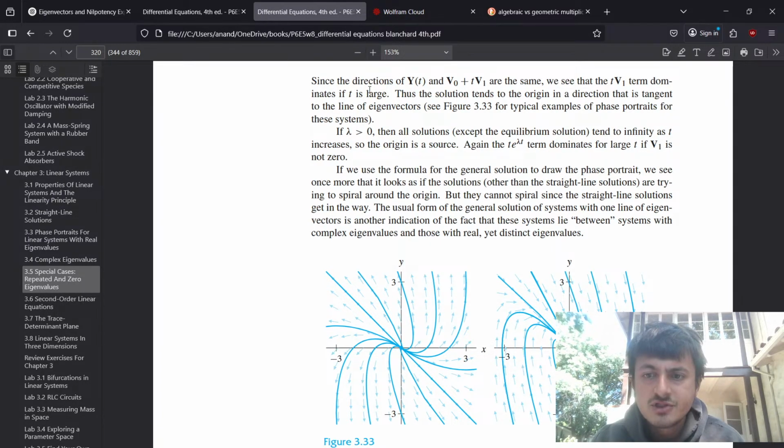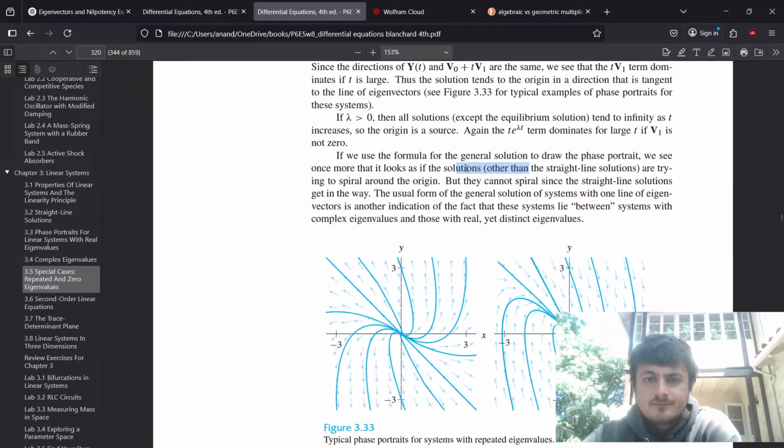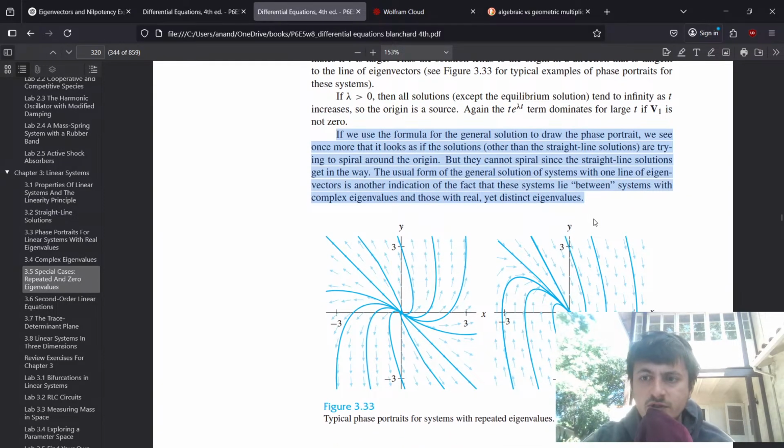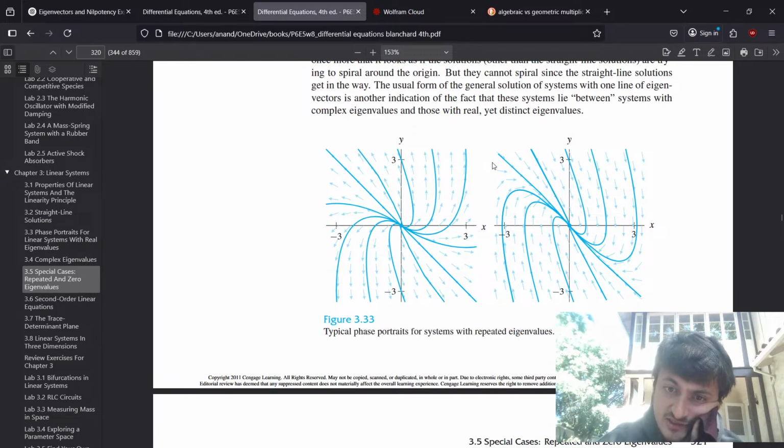If we use the formula for the general solution to draw the phase portrait, we see once more that it looks as if the solutions, other than the straight line solutions, are trying to spiral around the origin, but they cannot spiral since the straight line solutions get in the way. The usual form of the general solution of systems with one line of eigenvectors is another indication of the fact that these systems lie between systems with complex eigenvalues and those with real yet distinct eigenvalues.